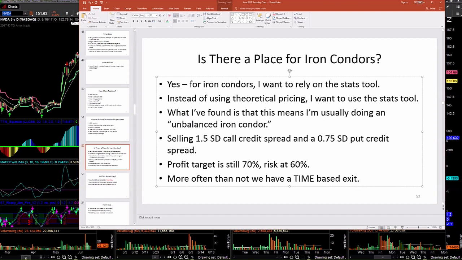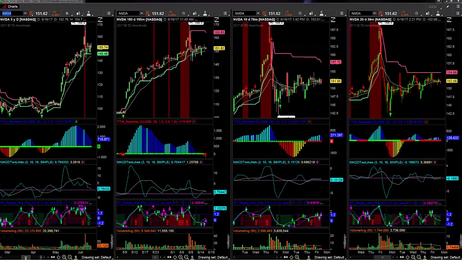So from a trend perspective, typically I'll be looking at a daily chart, and what I found is there's a couple of times when iron condors can work particularly well. And it's usually after a squeeze has taken place.